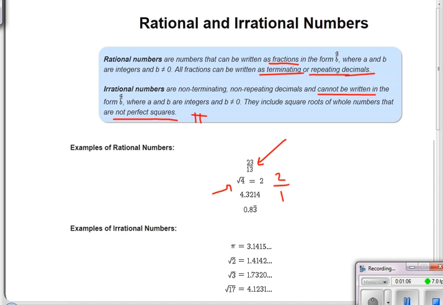Below are examples of irrational numbers. You have pi that goes on forever, it never repeats, it never terminates. We also have the square root of 2. We don't know what the square root of 2 is. That's also going to continue on forever and never terminate and repeat. Other things, square root 3, square root 17. You don't know what the square root of those numbers are. They are not perfect squares. Therefore, they are going to be an irrational number.